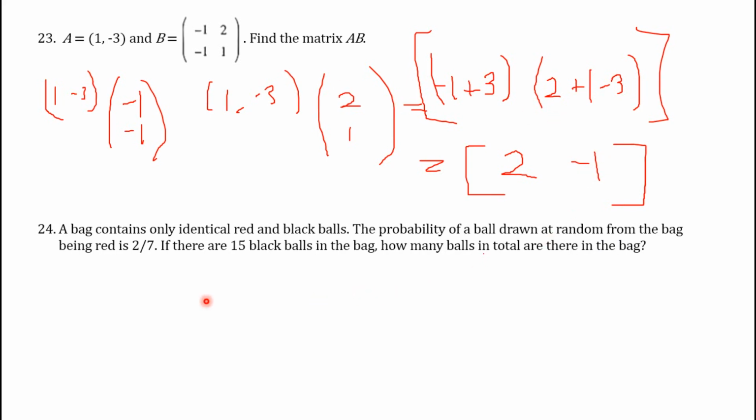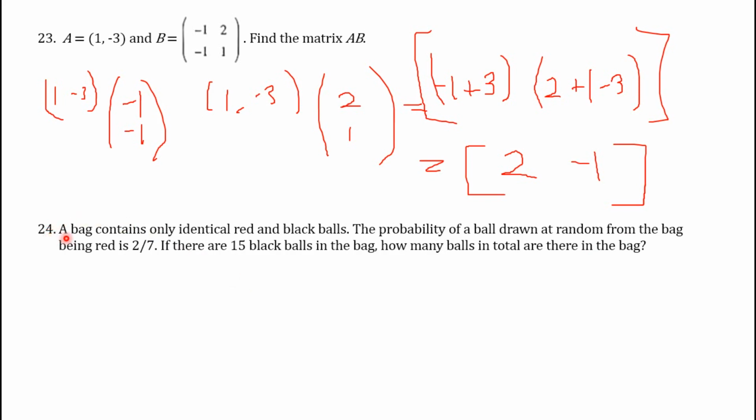So with that, let's move on to the next question. Question number 24. A bag contains only identical red and black balls. The probability of a ball drawn at random from the bag being red is 2 over 7. If there are 15 black balls in the bag, how many balls in total are there in the bag? So now we should first find the fraction that represents black balls. Using that, we should find the total balls.